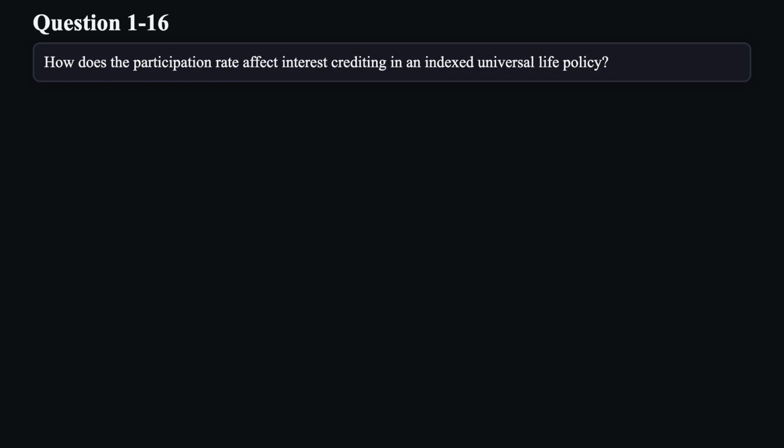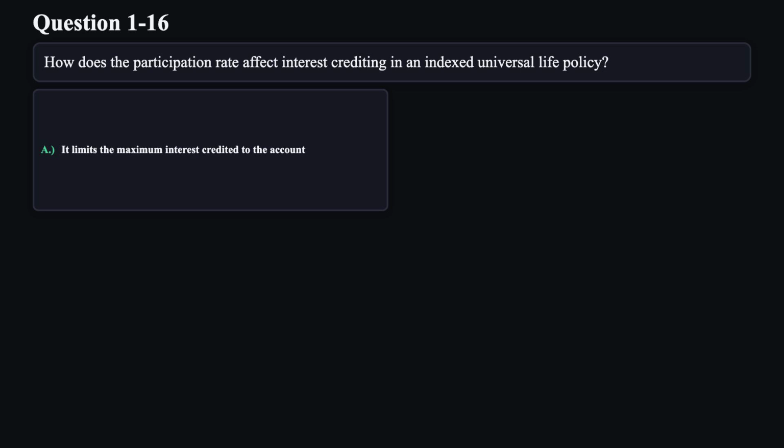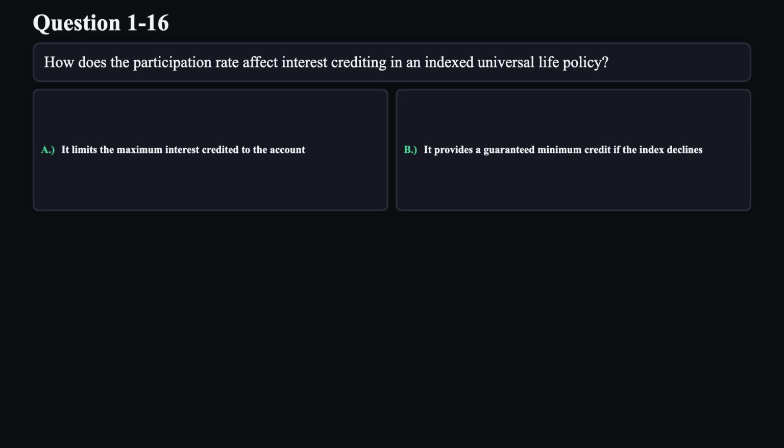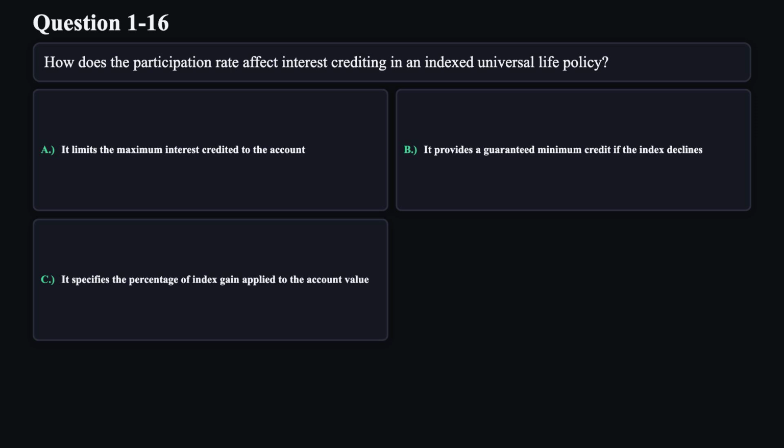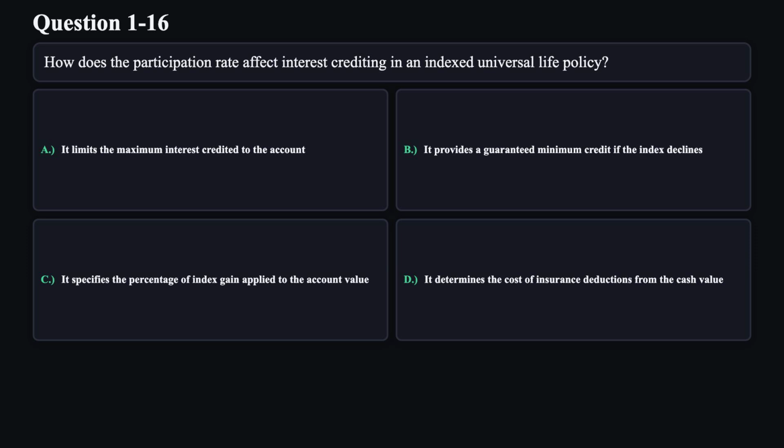Question 16. How does the participation rate affect interest crediting in an indexed universal life policy? A. It limits the maximum interest credited to the account. B. It provides a guaranteed minimum credit if the index declines. C. It specifies the percentage of index gain applied to the account value. D. It determines the cost of insurance deductions from the cash value.